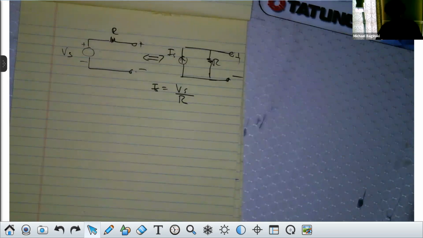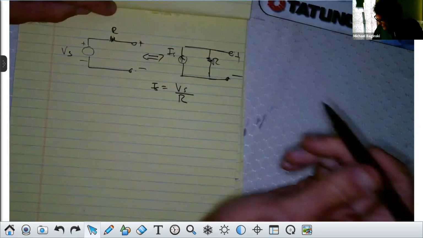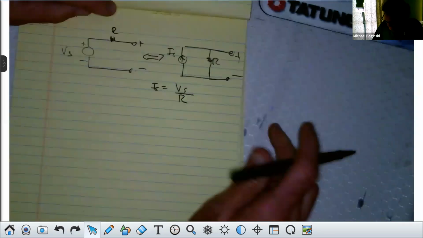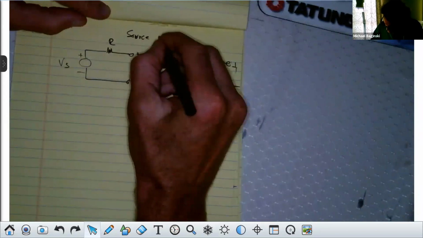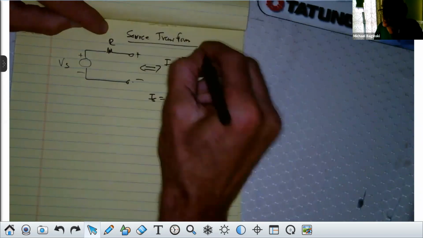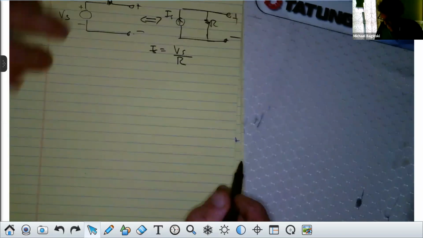This is called a source transform in the book. I'm not sure about the book you have, but this is the terminology that's commonly used: source transform. It's extremely useful, and I'll show you how in a second. First, let me prove that this is the case.